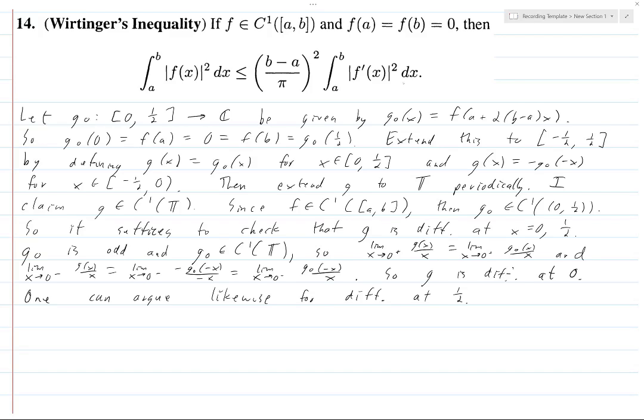Well, so g is in C1 of the torus. Continuous functions are super nice, especially on compact sets, and so in particular they're in L1. It's also bounded, so it's in L2. Because of this, you can take its Fourier transform.